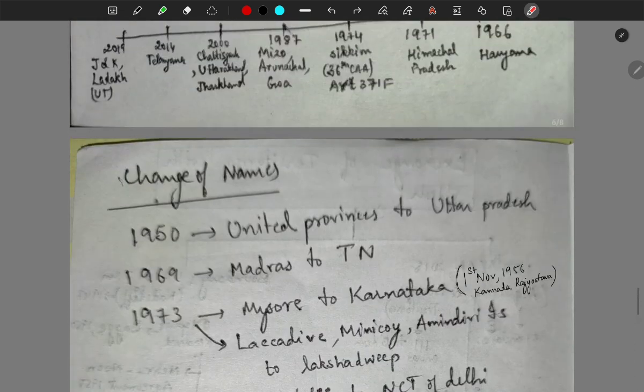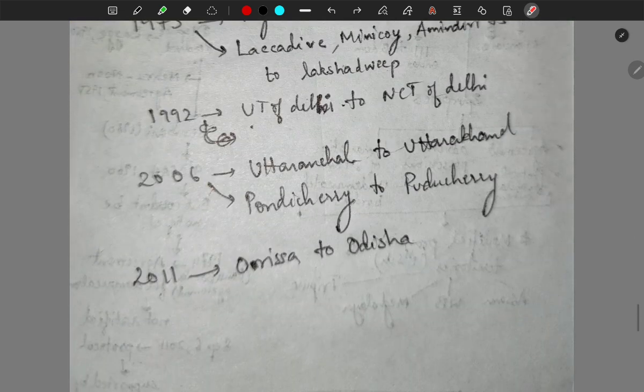So this was all about the Union and its territories. I'll come up with the next chapter like this only, and we can revise the entire Laxmikant through short notes very fast. Thank you.